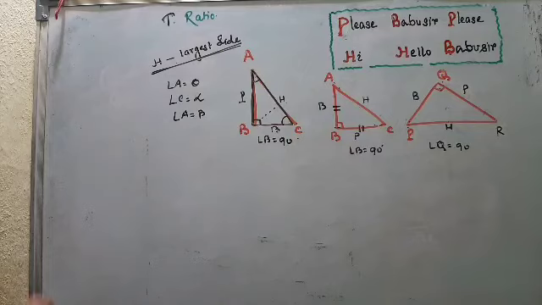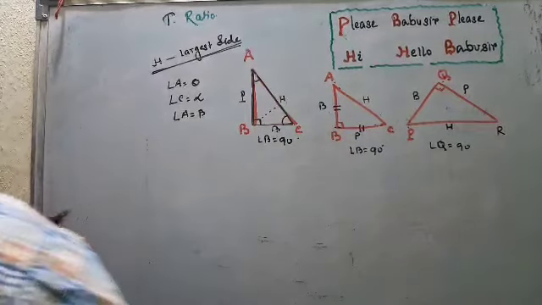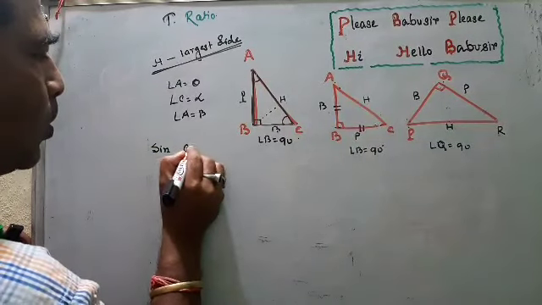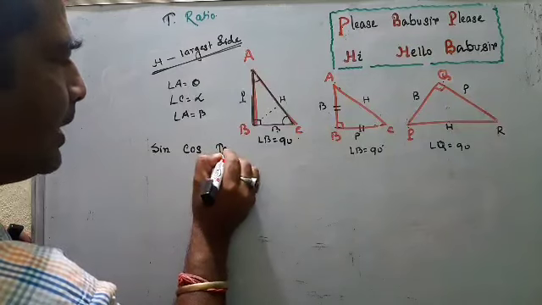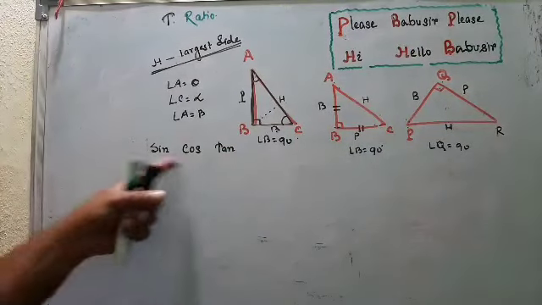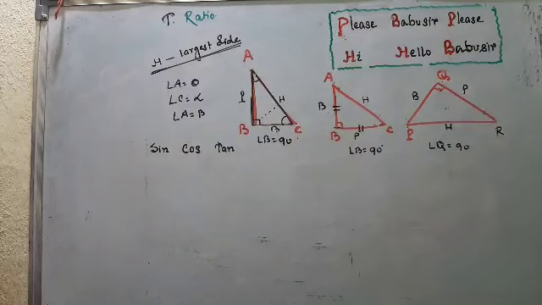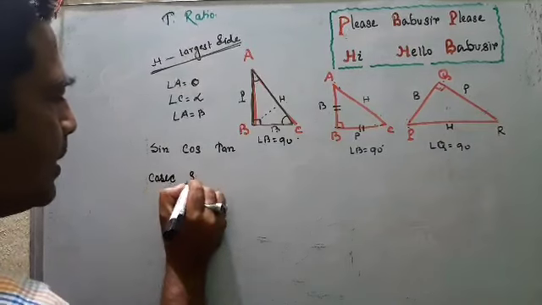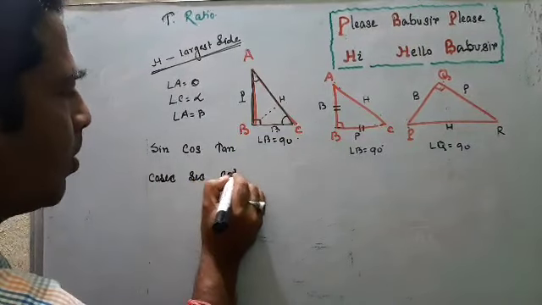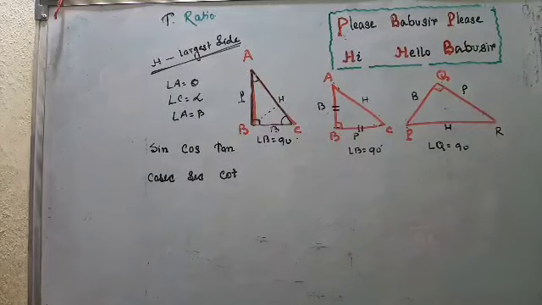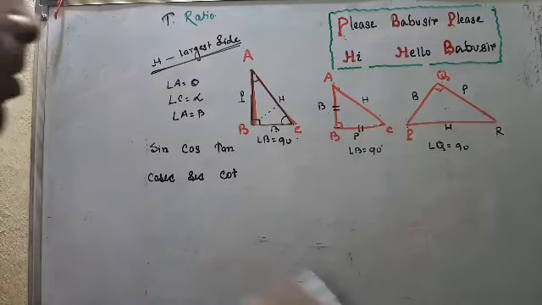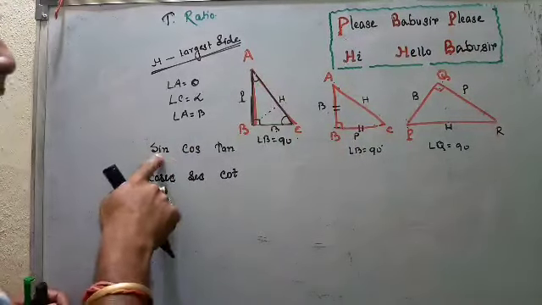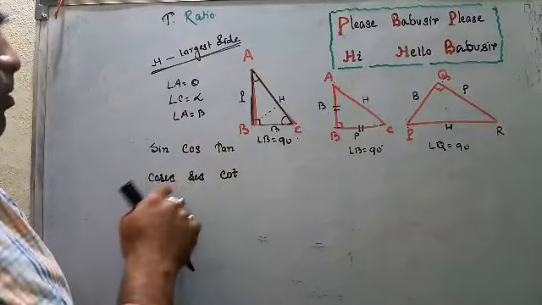So what are the ratios? The ratios are known as sine, cosine, tangent. We use only the short names: sin, cos, and tan. Then cosec, sec, cot. So the ratios are sin, cos, tan, cosec, sec, cot. You can also say the ratios are sin, sec, tan, cos, cot, cosec, like this.